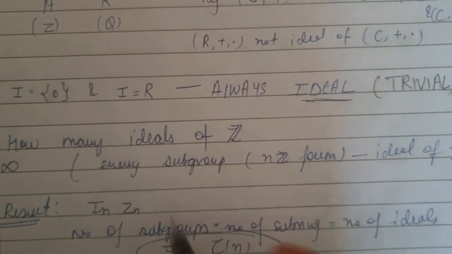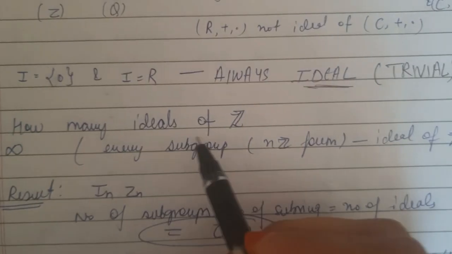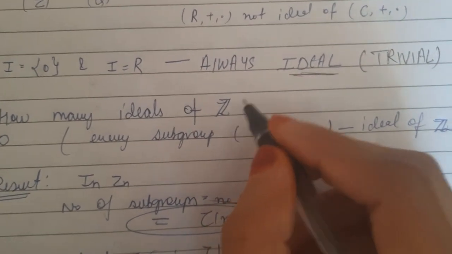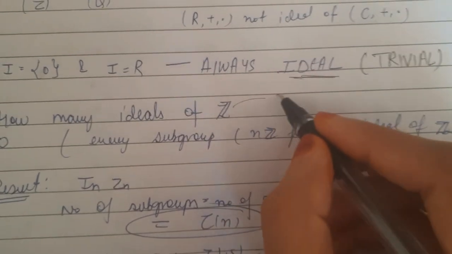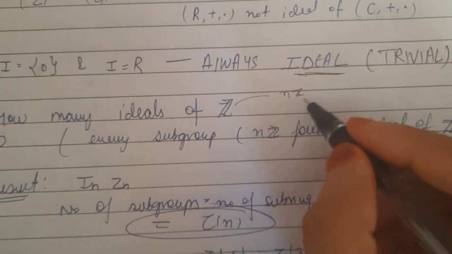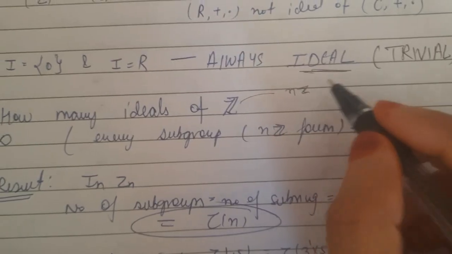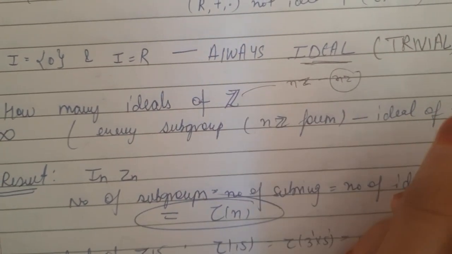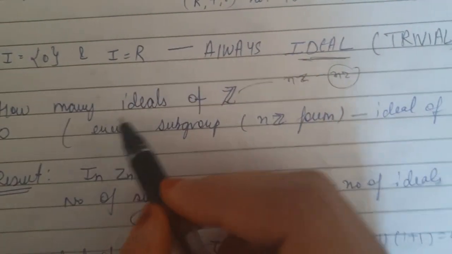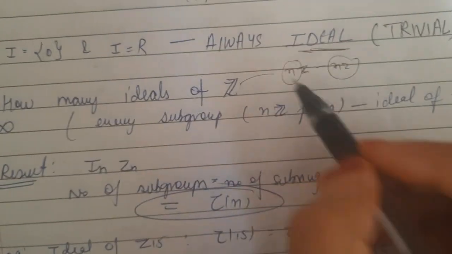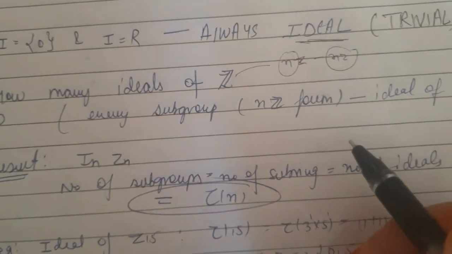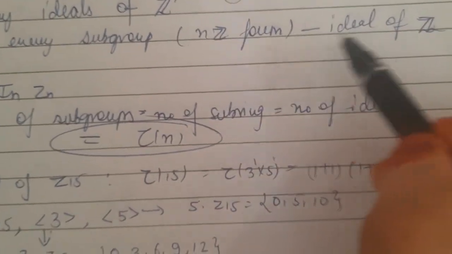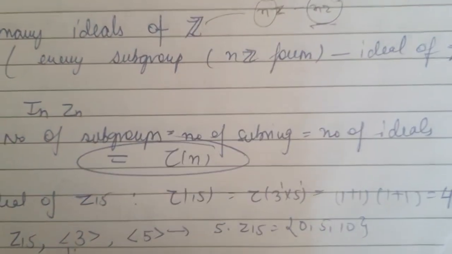Next we are interested to know how many ideals of Z exist. We have already studied subrings and subgroups. We know that for Z, NZ is the form of subgroups, and in the case of Z, subgroups and subrings are the same. So NZ is the basic form, and N can vary, so the ideals of Z will be infinite for infinite values of N. Clear? So in the case of Z, subgroups, subrings and ideals are of the same form, that is NZ.